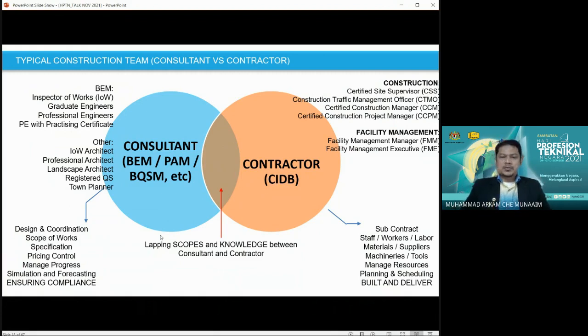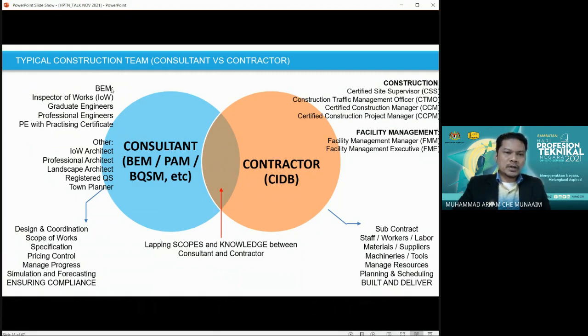Basically, we work on the same project, in the same setup, even though our functions are different, but the job goal is the same. We both want to complete the work. We both want to hand over the project successfully. We both want to have a good remark from the project that we have completed. So we have overlapping scope and knowledge between the consultant and the contractor.